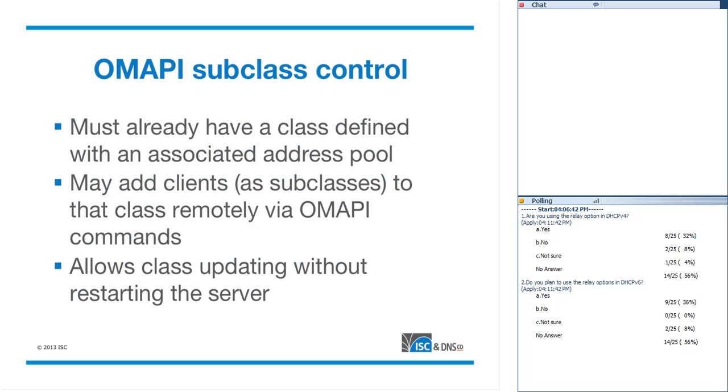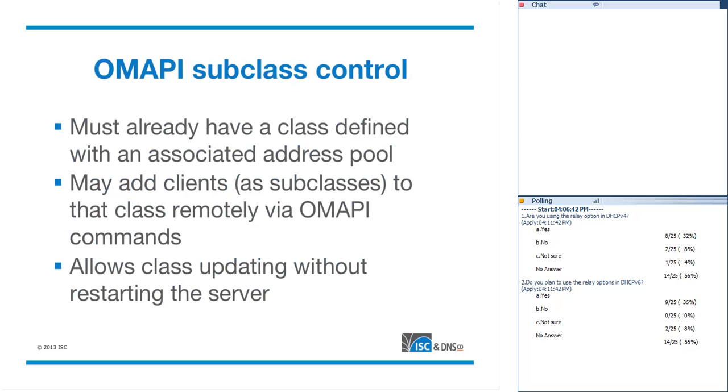Okay, now we're going to move and talk a little bit about how we've extended the OMAPI functionality with subclass control. One thing that we hear very often when we ask people what they would like to see done in DHCP is: I really want to be able to make configuration changes without having to restart the server. The current mechanism of doing that is via OMAPI.